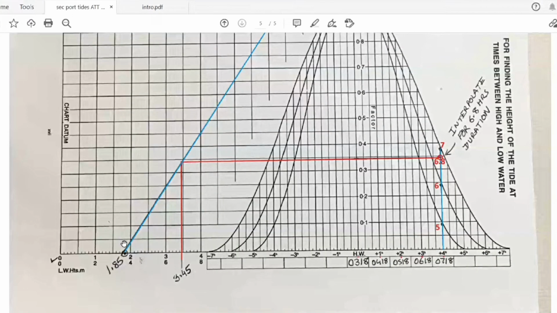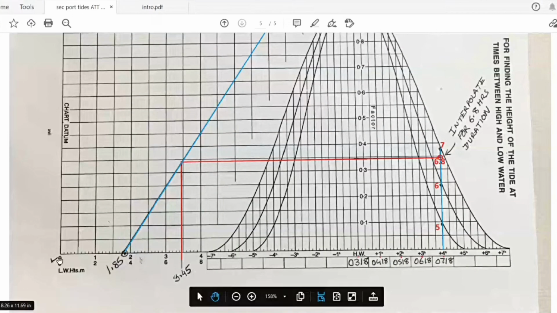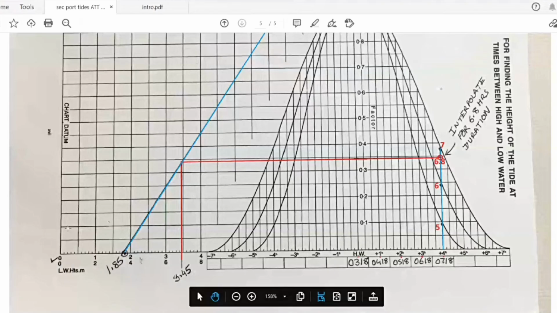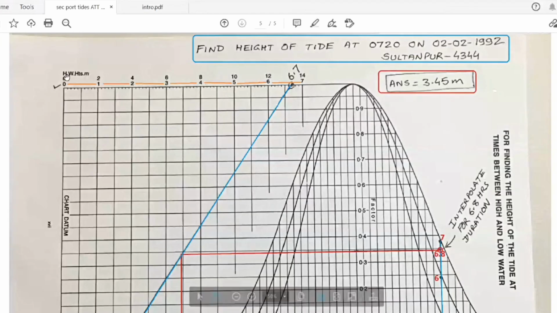Don't make that mistake of scale. Just put a tick mark on which scale is in use. Otherwise you will take one scale here and another scale there, and the answer will come wrong. So you should mark both scales correctly. Mark the scale in use here also. Then put down low water height, high water height.